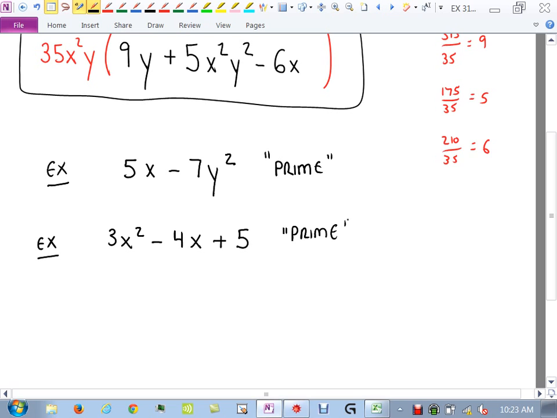At this point in the game, we would have to wave our hands at that. We couldn't do anything with it. By the end of next week, we'll be able to at least attack that somehow. But for now, there's no GCF. With me? All right.